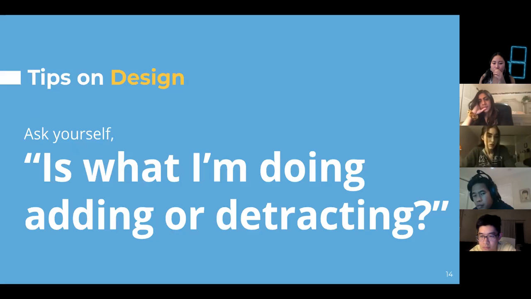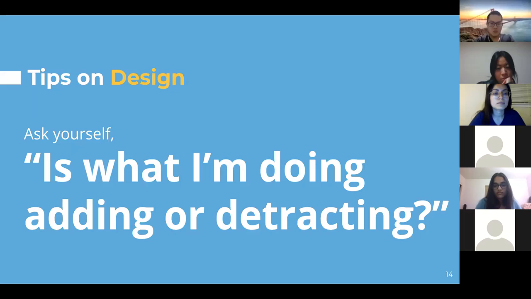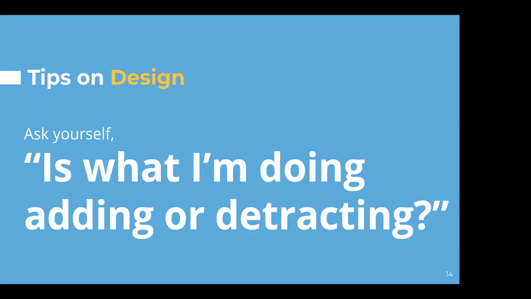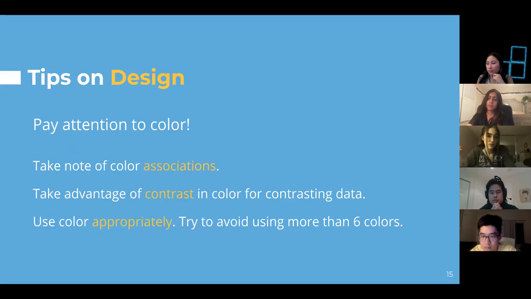But moving on from clarity, let's focus on the fun part of data visualization, which is design. While a lot of designs look simple or just have extra pieces to make it look pretty, every element or feature you add should have intention behind it. You should be able to ask yourself, is what I'm doing adding or detracting? So one important thing to pay attention to is color. Color is a huge part of data visualization and can actually completely derail the clarity and effectiveness of your graph without you even realizing it.